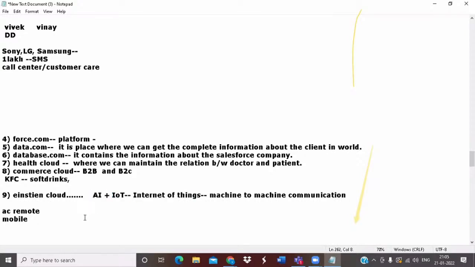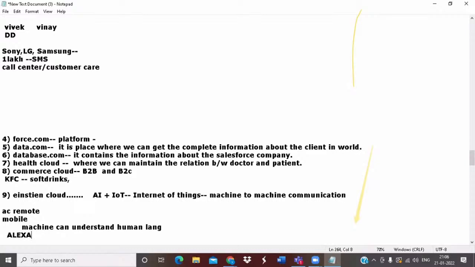The next one is AI. AI stands for artificial intelligence. Machine can understand human language. Clear, all of you? Best example for this is Alexa. Hope you know about Alexa. Yes or no? Yes, sir.